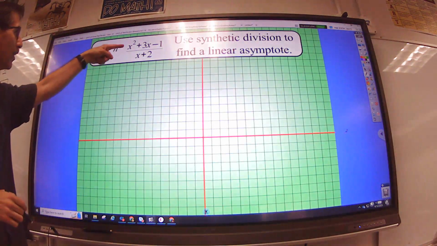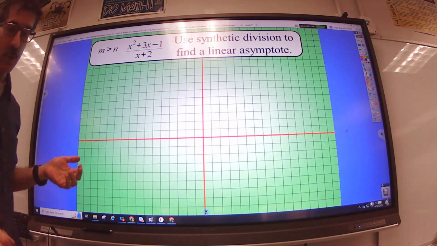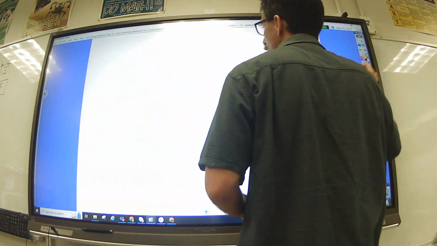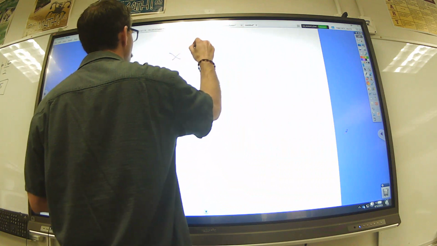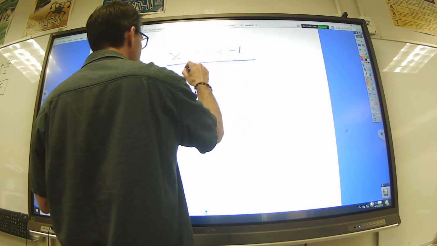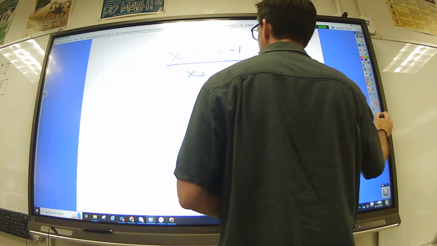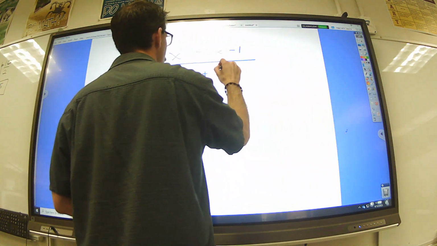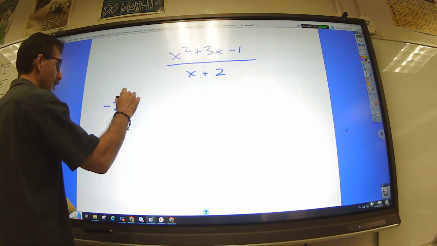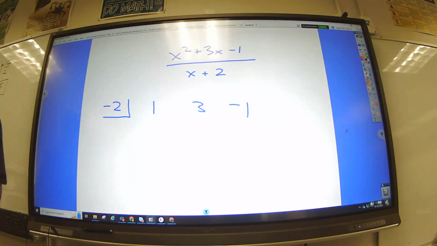Smaller, bigger, think division. So when you say, oh, division, Sensei, what do you mean by that? Well, let's go like this. So we have here x squared plus 3x minus 1 all over x plus 2. You think division.